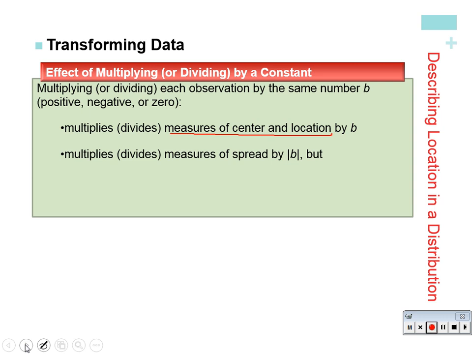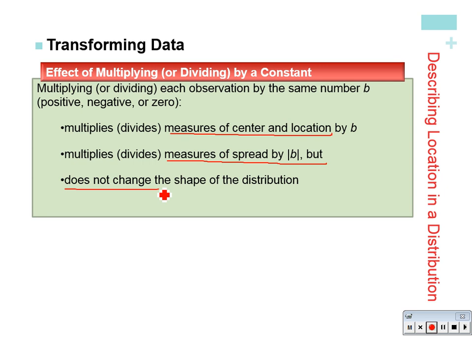The measure of spread in this case will also change if you multiply or divide all of your data values by a constant, and it will change by a factor of the absolute value of b. But, as we mentioned previously, the shape will not change. Shape never changes regardless of what you do to your data values. So with multiplying and dividing, measures of center and location are going to change by whatever you multiply by, and the measure of spread will change by the absolute value of whatever you multiplied by.